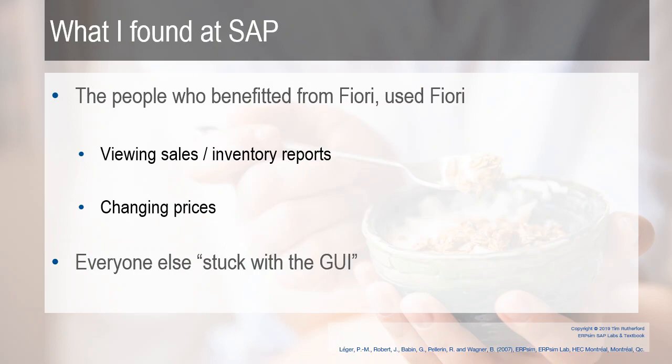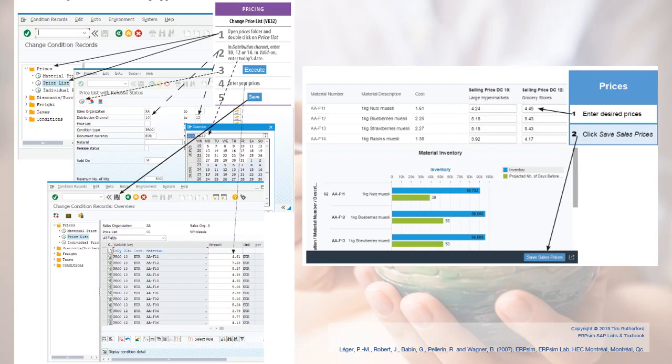So what I found at SAP, after we talked about this a little bit more, was the people who benefited from Fiori used Fiori. And what I mean by that is the people who were viewing the reports that were inherently visual, they got a benefit out of Fiori. Changing prices, so being able to reduce the number of clicks, that was much easier in Fiori. Everyone else just stuck with the GUI because it's what they knew. So again, this is the changing prices, lots of extra clicks, having multiple screens open, looking at reports, as opposed to this, where it was just very easy to make the changes to the prices.